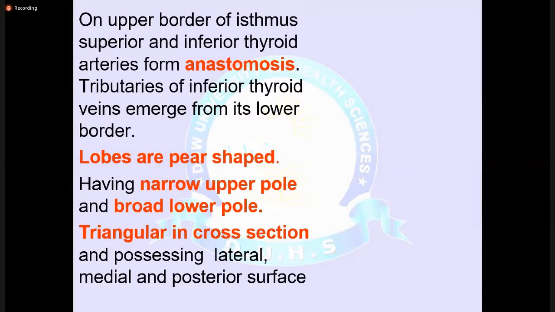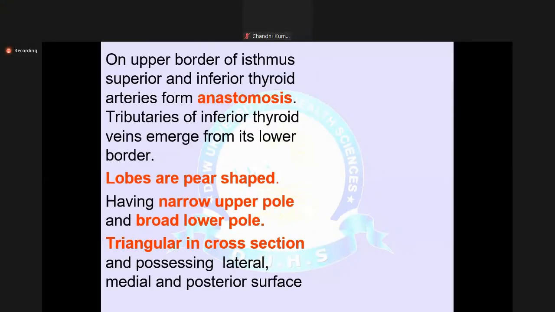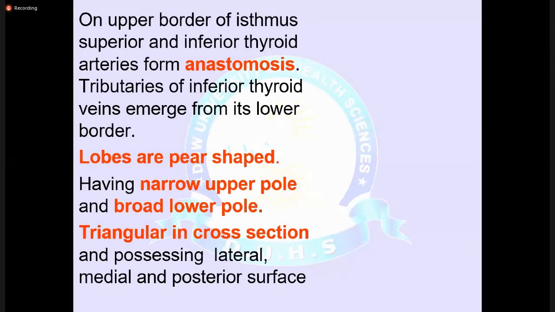We have two arteries supplying the thyroid gland. Okay, before coming to the arteries, the features of each lobe: they are somewhat triangular when you take a section. The superior part of the thyroid gland is narrow as compared to the lower part. The arteries that supply the thyroid gland are the superior and the inferior thyroid arteries. There is a rich anastomosis onto the surface of the thyroid gland.